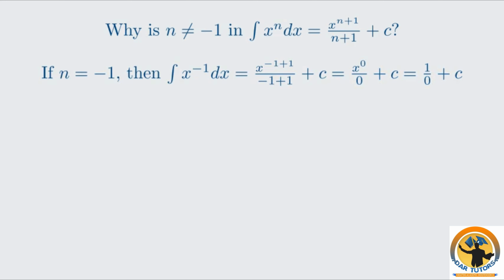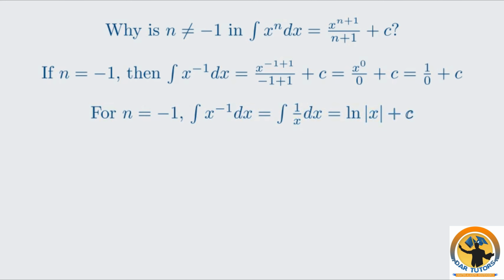So what do we do when n is negative 1? We use the logarithm rule we discussed earlier. The integral of x to the negative 1, which is the same as the integral of 1 over x, is the natural logarithm of the absolute value of x plus c. This is a separate special rule that handles the case where the power rule fails.